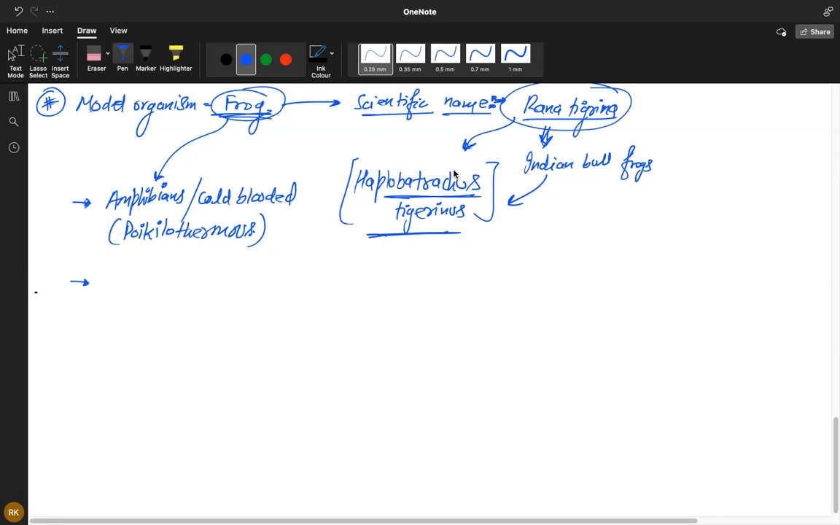And we know that frogs live in deep burrows, and mostly they come out during the monsoon season because that's also their breeding season. And you can understand why they come out during monsoon season: because they're amphibians, they need water to reproduce, okay, and lay their eggs. So both male and female, their breeding season starts during monsoon.